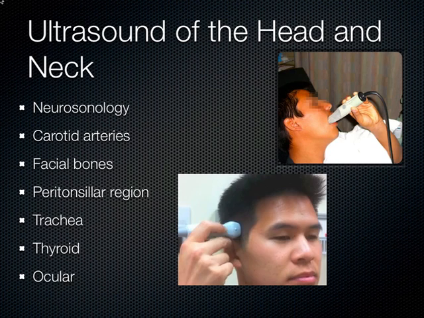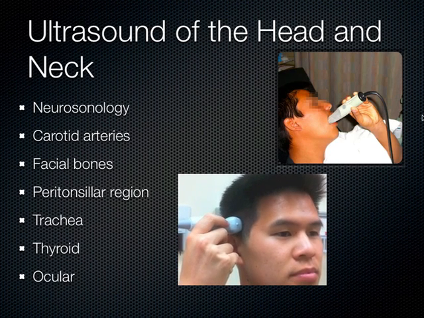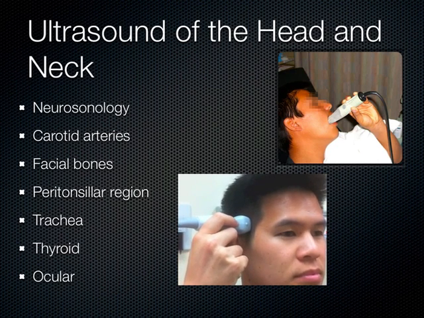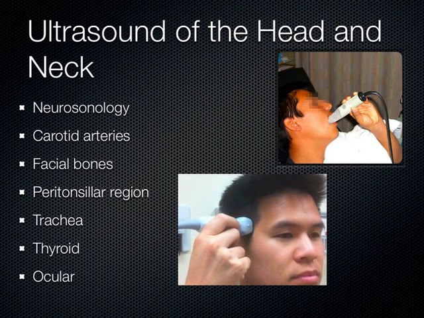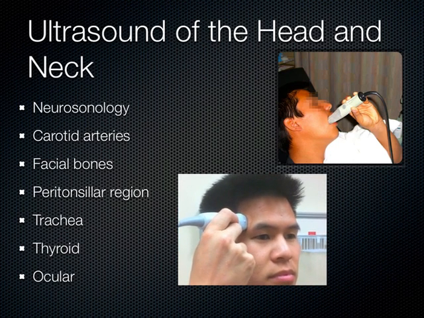We look at the carotids. We're going to look at the facial bones, look in the peritonsillar region, so what's going on there, and the trachea and the thyroid, and then finally we'll end it with ocular ultrasound.